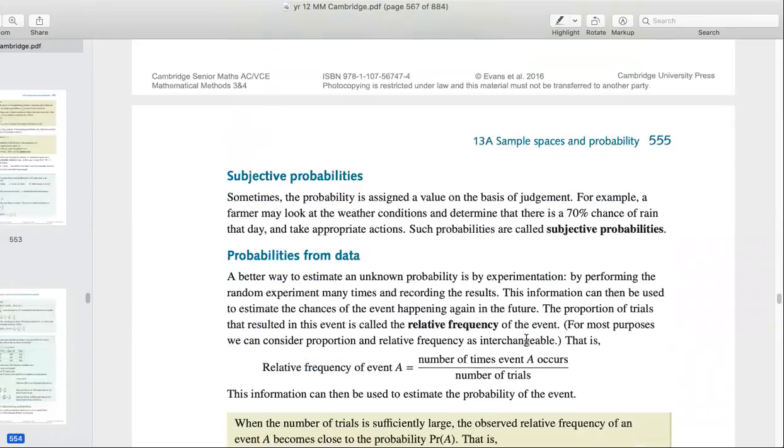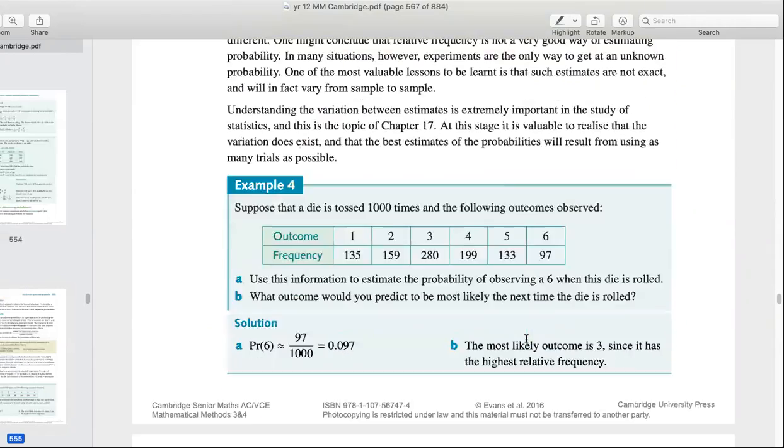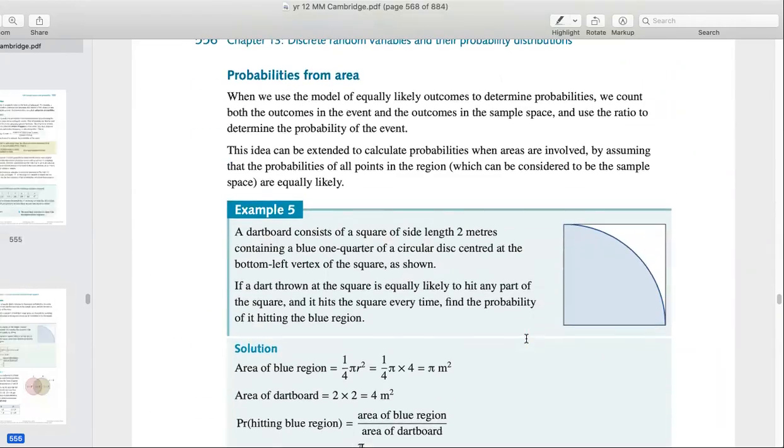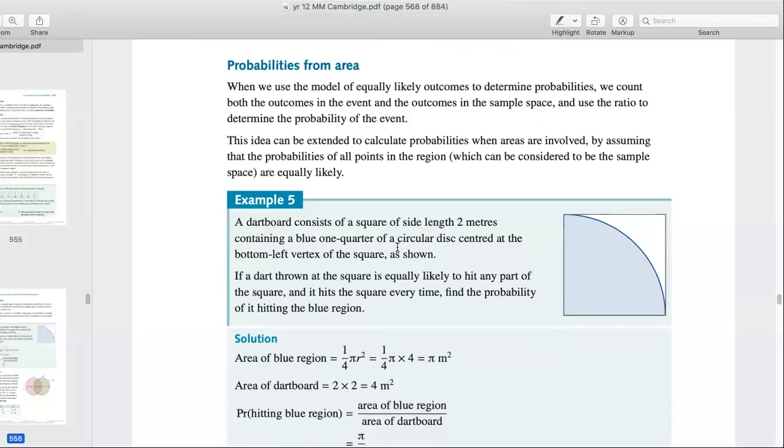Another thing I would like to emphasize here is probability from area. The area idea is that my 1 will be my total area, and the thing I want is a smaller area. So I just use the smaller area divided by the total area to give me the probability.